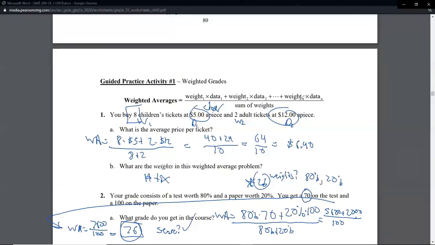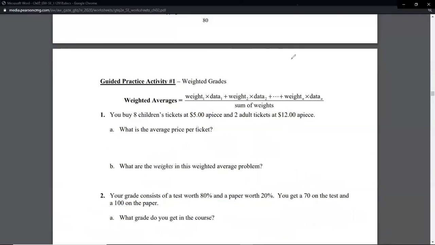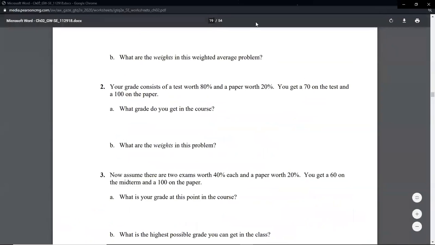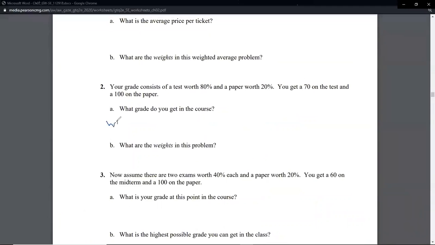All right, I wish I didn't have to clear the whole screen, but I'm going to, because the next question is going to relate to that. So really quickly, 80% times the 70 plus the 20% times the 100 over the 80% plus 20%, we got a 76 as our grade. I just want that up there.